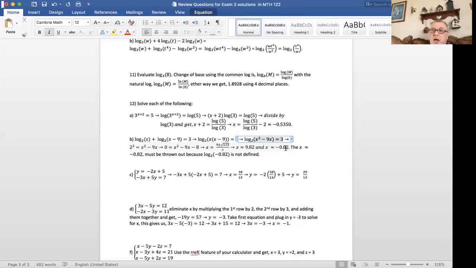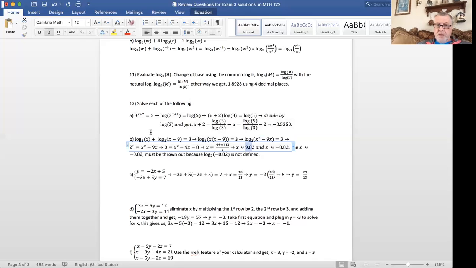Now we should go back and check both numbers in the original equation to make sure that we're not taking the log of anything negative. So if I put positive 9.82 in for x, I'm going to take the log of a positive number here. If I put positive 9.82 in here, 9.82 minus 9 is 0.82. I have the log of a positive number. If I come over here and take the minus 0.82 and put it in here, I'm going to get minus 0.82 minus 9. That's going to be a negative number. That can't happen.